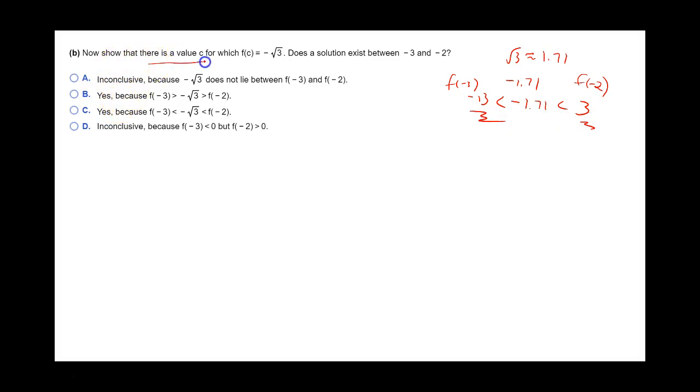So there is a value for which we don't know what the value is or how to find it, but when you plug it into our function, negative root 3 will come out. And so we're going to put in the fact that f of negative 3 is less than negative root 3, which is less than f of negative 2. Not this one. This is going the wrong direction. The B is going the wrong direction. So it must be C.